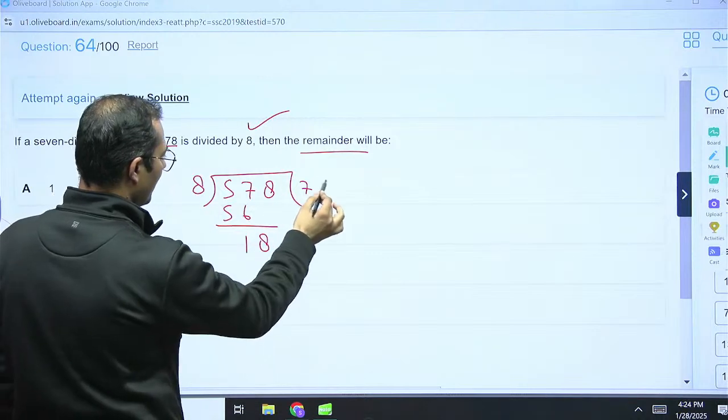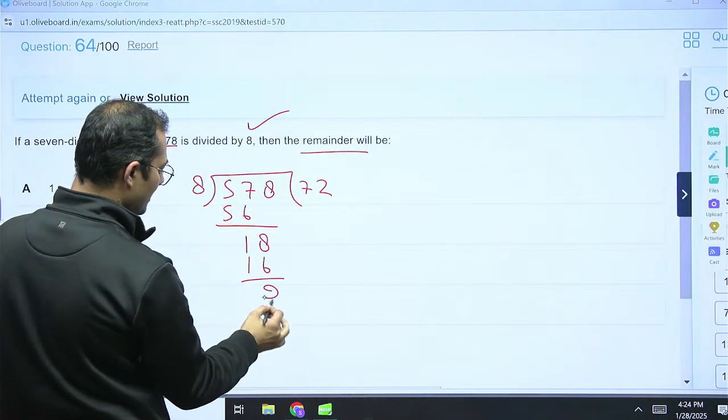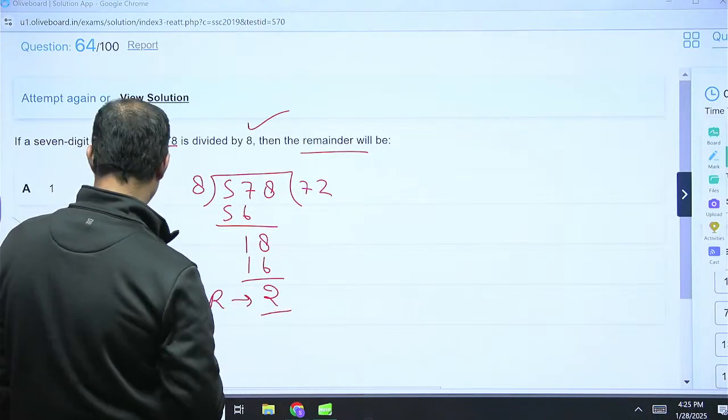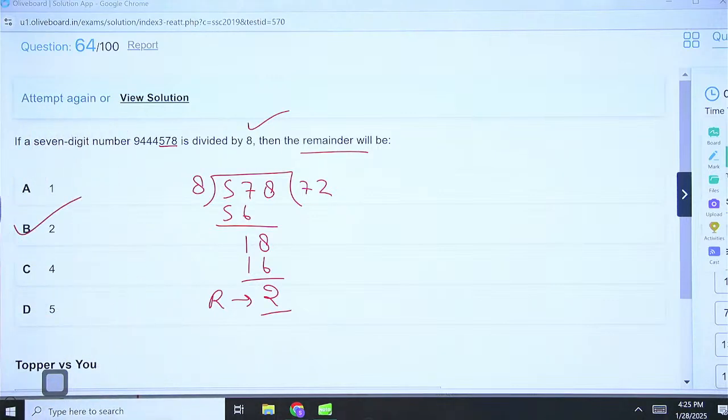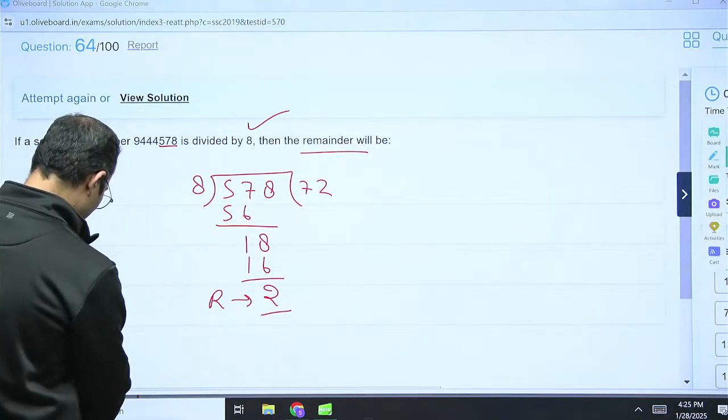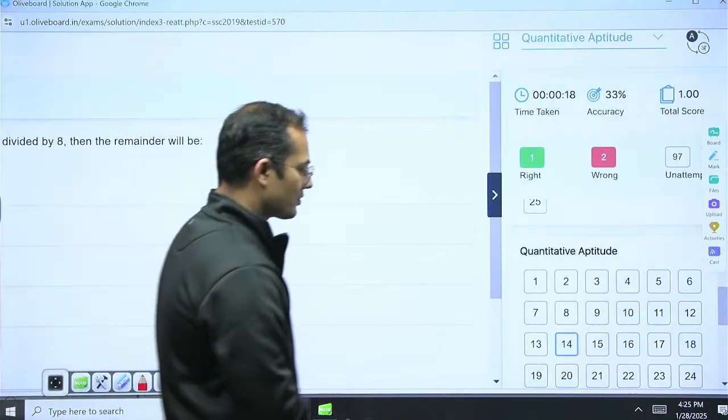So here 8 2 ja 16. So remainder is 2. So what will be the remainder? 2. 2 is the right answer. B part is the right answer. Very easy. Yes, B is the right answer. So let's move to the next question.